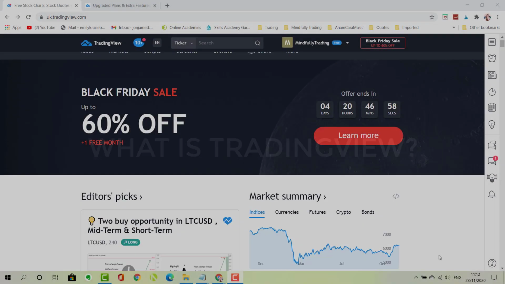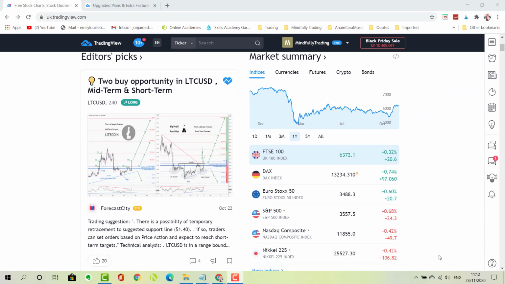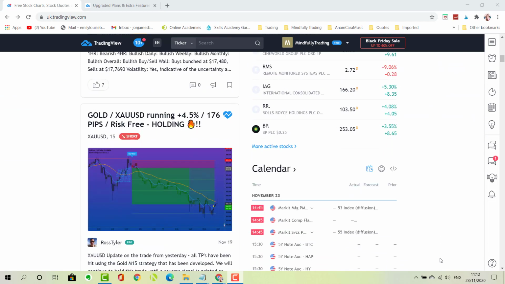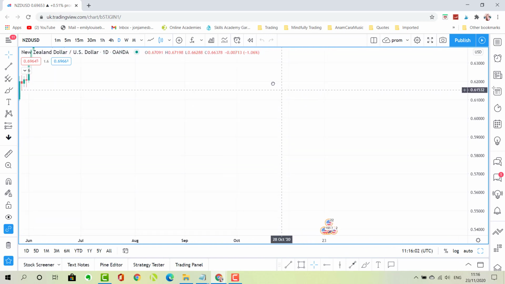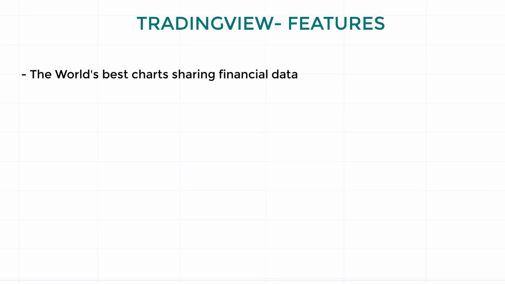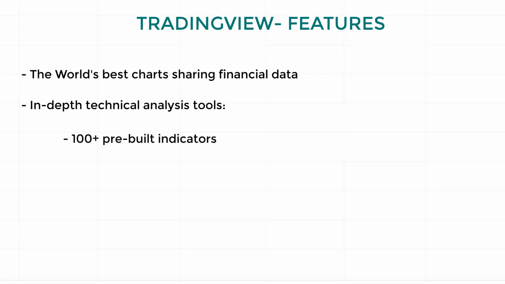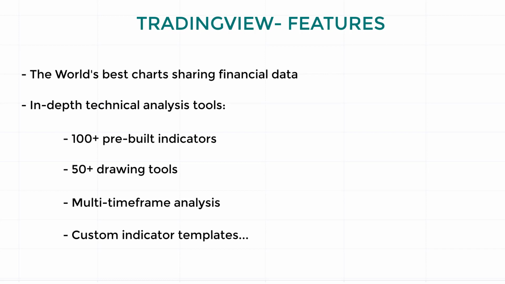What is Tradingview? With over 10 million traders and investors using Tradingview, it's easy to see why. Tradingview have a wide range of features that will help you to get better at trading and investing, including the world's best charts, sharing financial data, incorporating some in-depth technical analysis tools, such as over 100 pre-built indicators, over 50 drawing tools, multi-time frame analysis, custom indicator templates, and so many more technical analysis tools.